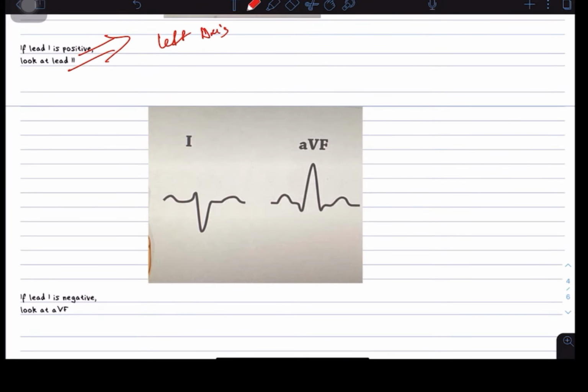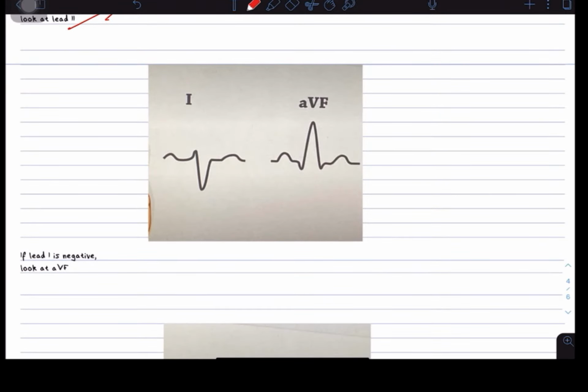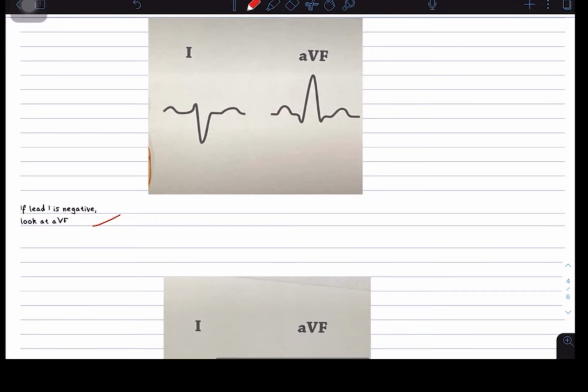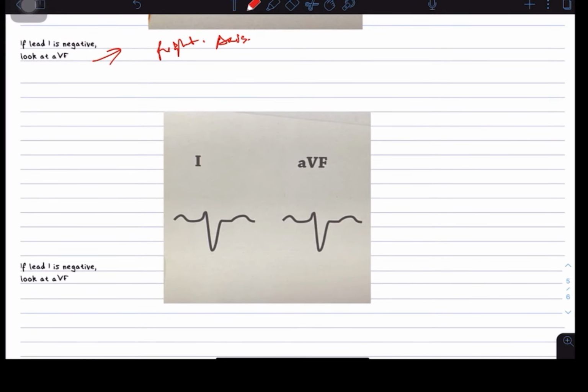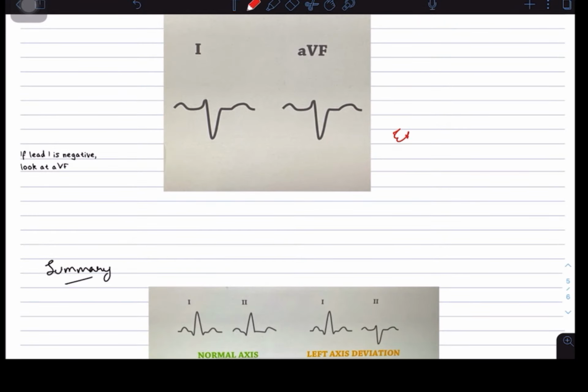And in this one, we can see the lead 1 is negative. We know from the rules, we check first lead 1, then if it is positive, we check lead 2, and if lead 1 is negative, we check lead AVF. So in this one, lead 1 is negative and lead AVF is positive. So we can see it's a right axis deviation. And in this one, when lead 1 is negative, we check lead AVF. And in this one, lead 1 is negative and lead AVF is negative. So it's going to be an extreme axis deviation.